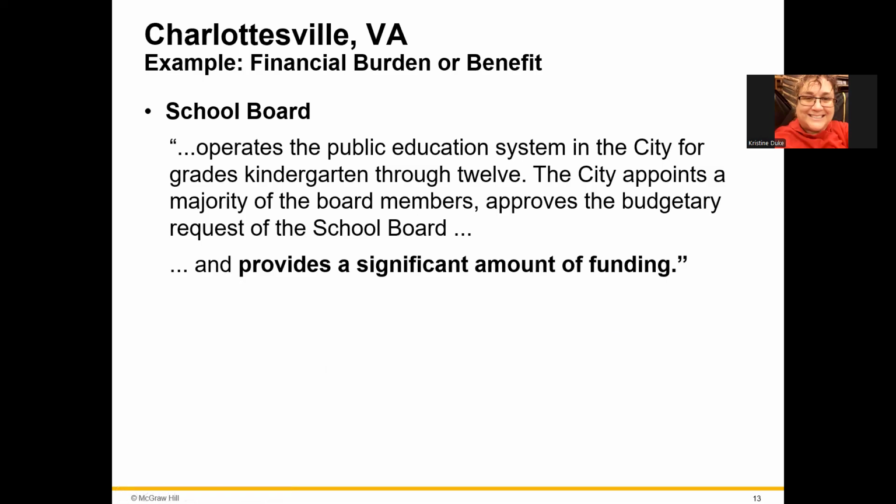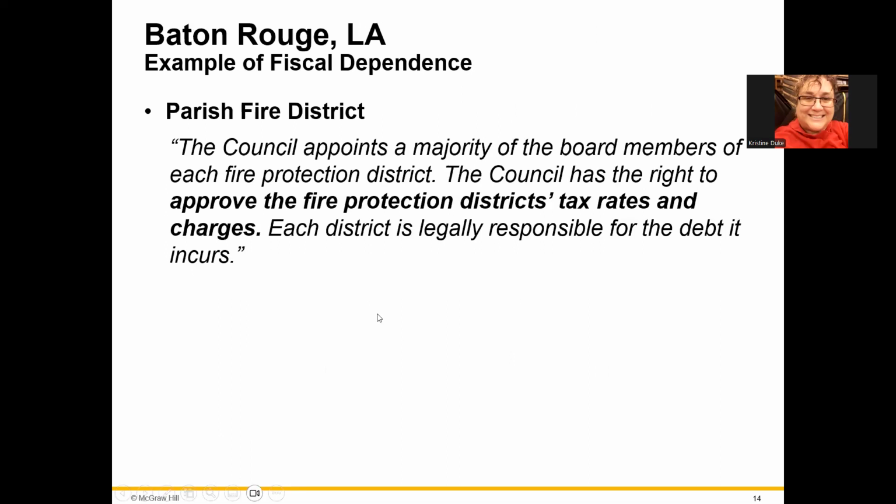Here is an example. The school board operates the public education system in the city for grades kindergarten through 12. The city appoints a majority of the board members, approves the budgetary request of the school board, and provides a significant amount of funding. Here we go. Here's the parish fire district. This is in Baton Rouge. Again, the city appoints the board members. The council has the right to approve the fire protection district's tax rate and charges.